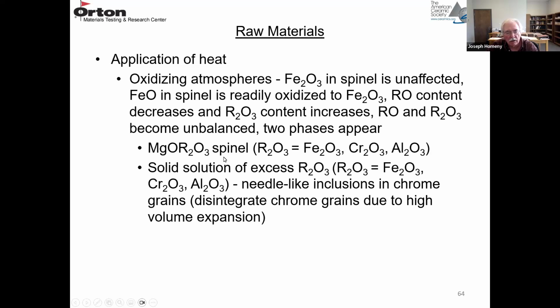So you're creating a spinel by reacting with the MgO. And then the solid solution excess, this R2O3, which is going to primarily be Fe2O3, precipitates needle-like inclusions in the chrome grains. When these inclusions form, there's a volume expansion and they can actually disintegrate the chrome grains. So we're forming more spinel because we have excess MgO in a useful chrome-based refractory material, and we're forming these inclusions.